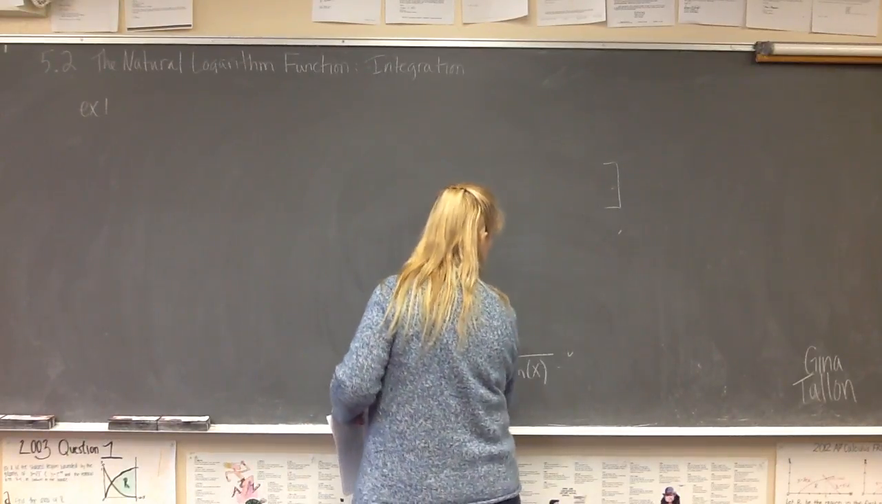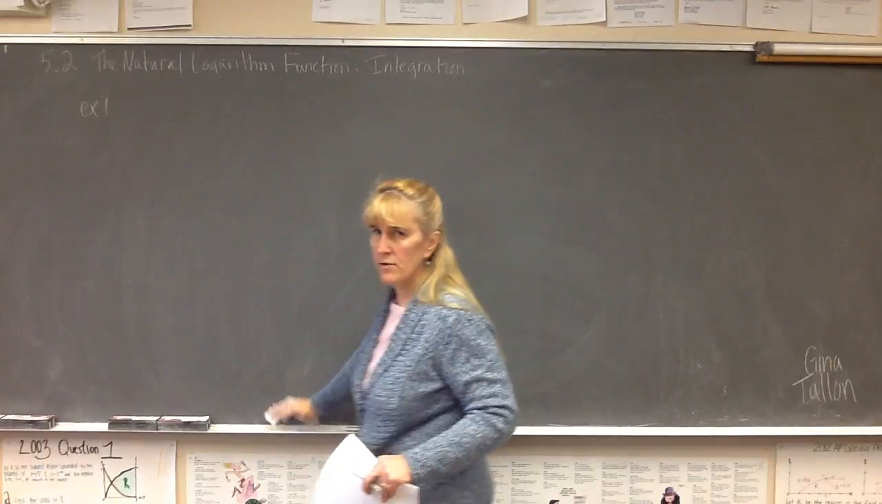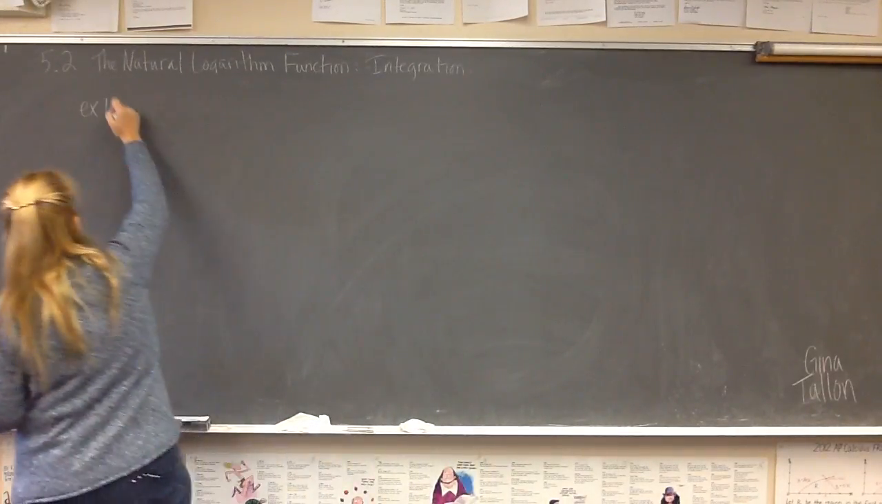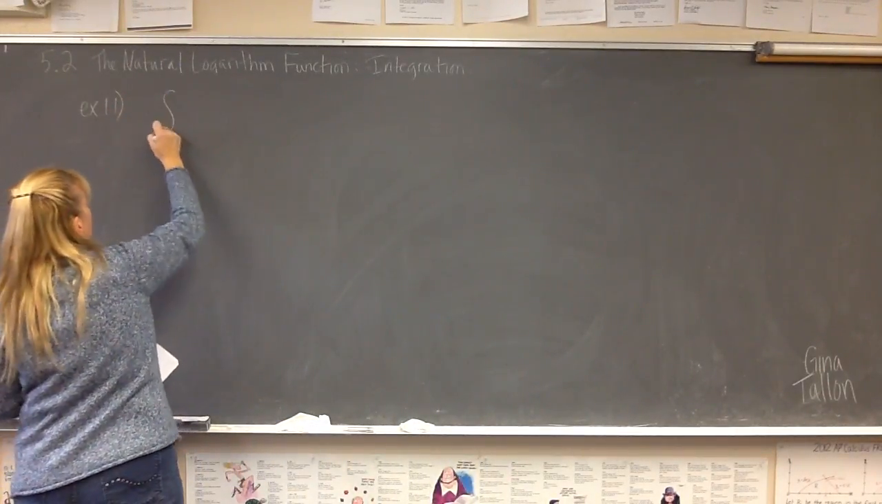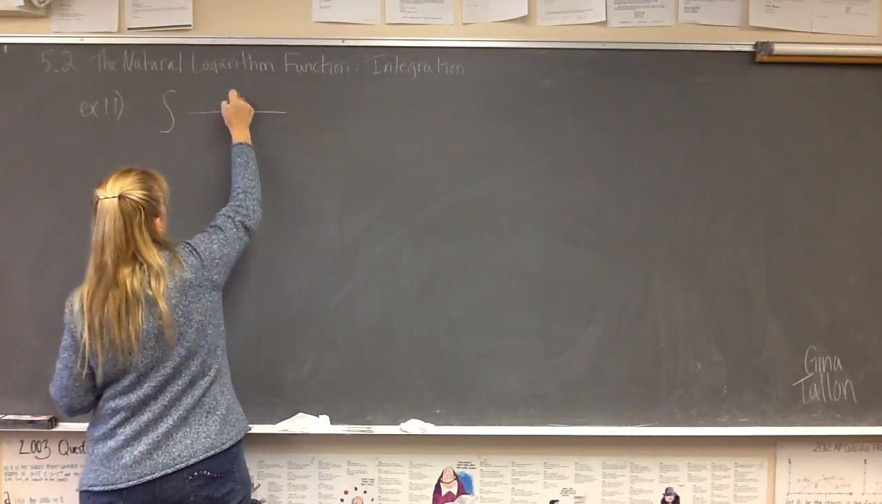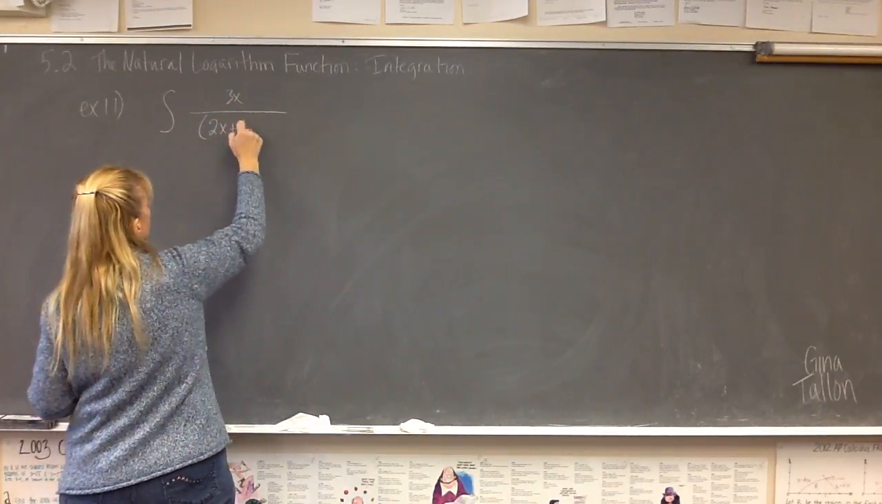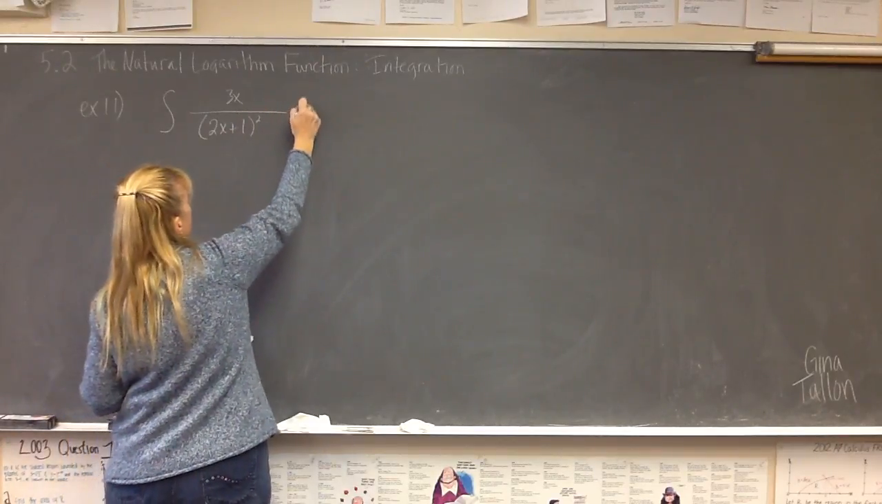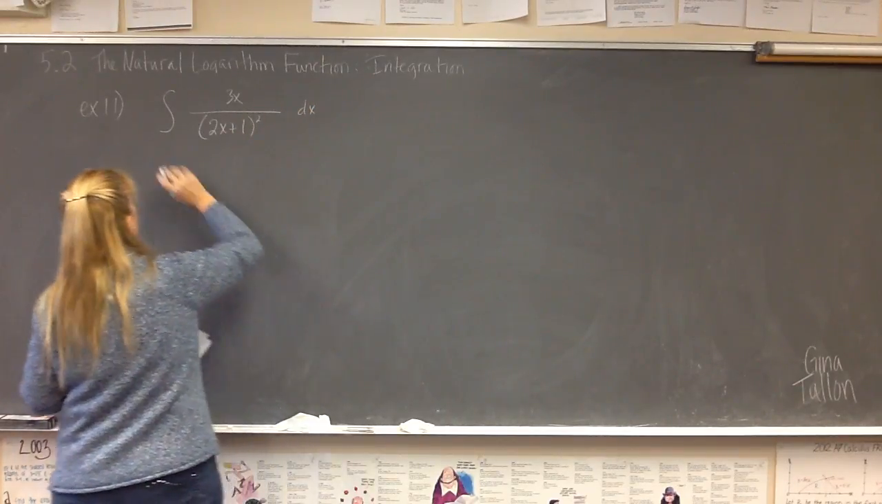Example 11 is going to be a little funky as well. Then I would like you to integrate 3x over the quantity of 2x plus 1 squared with respect to x.